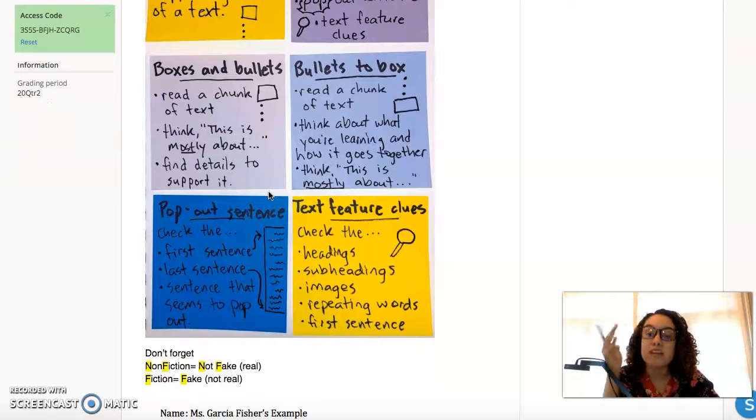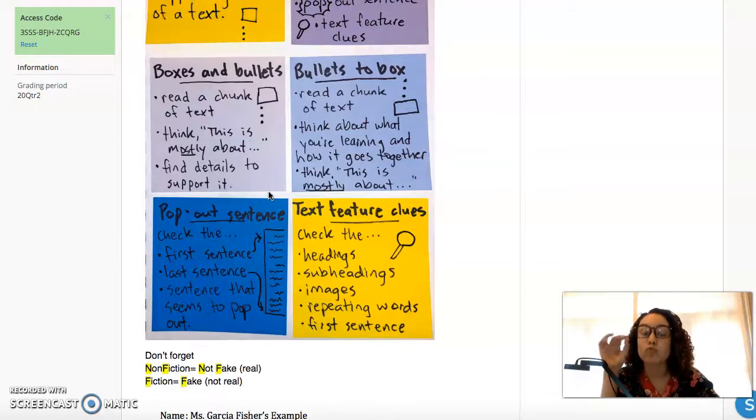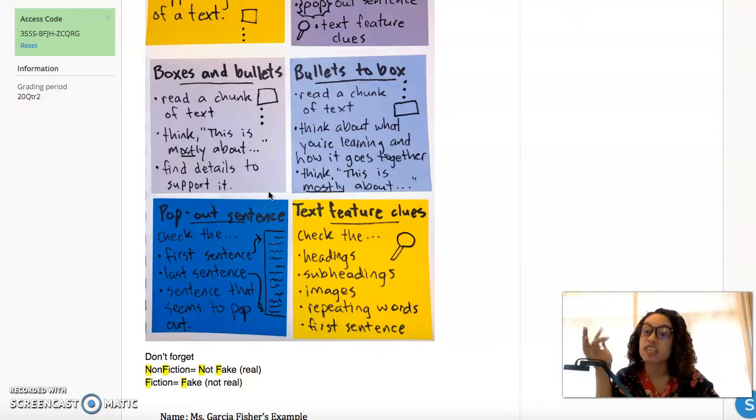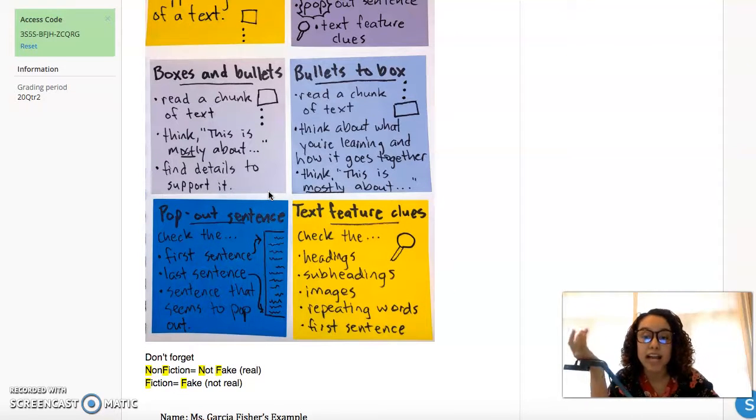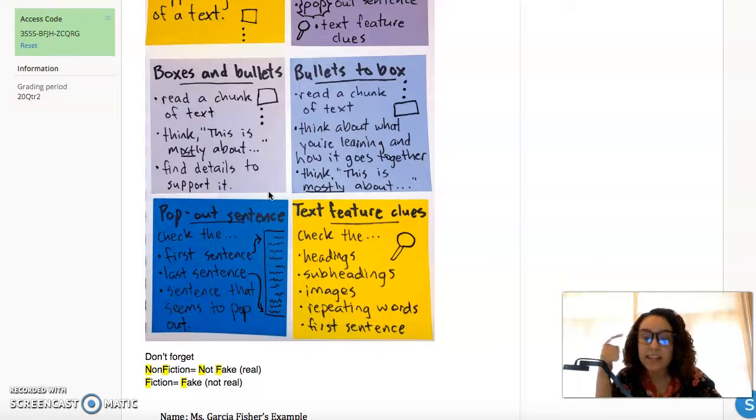Don't forget, nonfiction is not fake, so it's real. Sadly, fiction is fake, just like Harry Potter, anything with dragons, anything with people with superpowers. Sadly, that is not reality. Sad face, I know, we can go cry about it later.